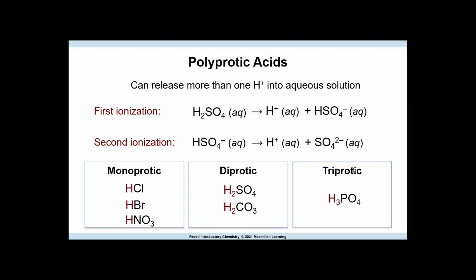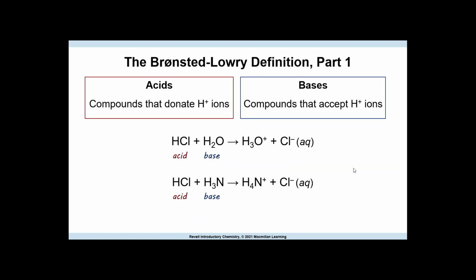Acids can release only 1 proton into solution if they are monoprotic, which pretty much means 1 proton. Hydrochloric acid, hydrobromic acid, and nitric acid are all examples of monoprotic acids. Diprotic acids, such as sulfuric acid, di meaning 2, and carbonic acid can release 2 protons. Triprotic acids, such as phosphoric acid, can release 3 protons.